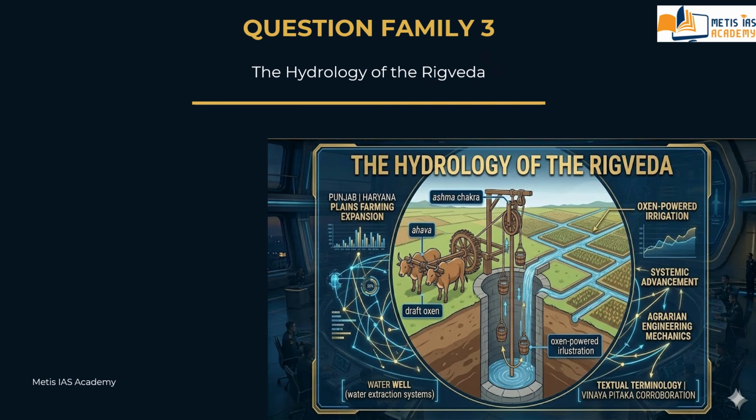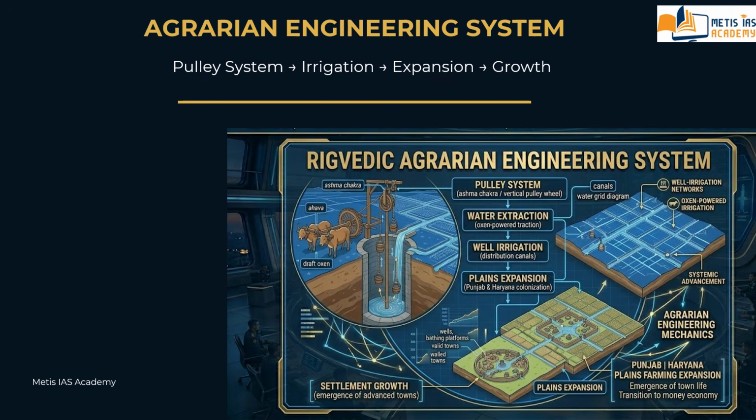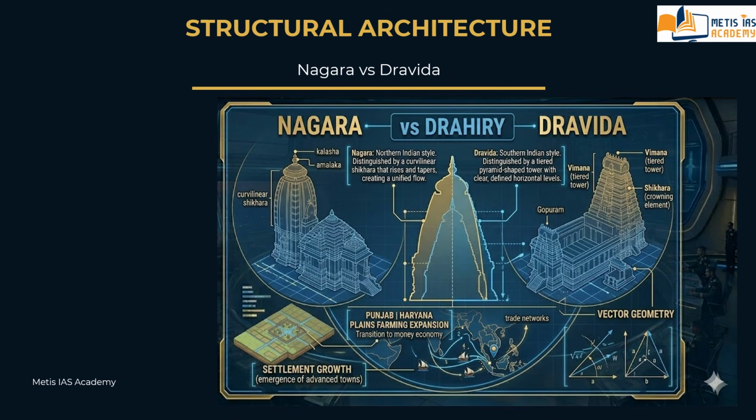So you have complete technological systems that enabled advanced plains farming. From pulley system to irrigation, irrigation to expansion, expansion to growth. So comes the next part, that is structural art and iconographic traps. In 2026, they given like this: ancient to art and culture, from agrarian engineering to art and iconographics.